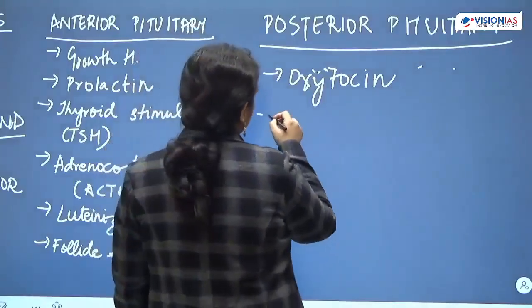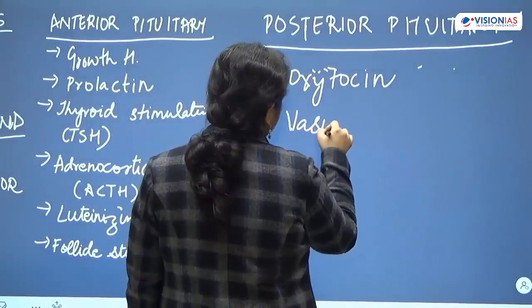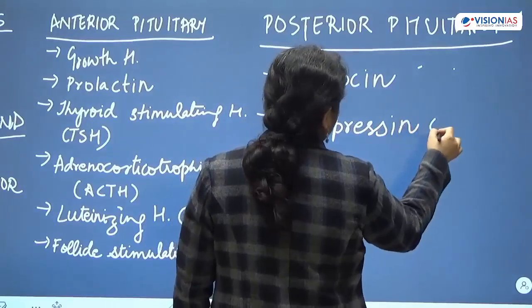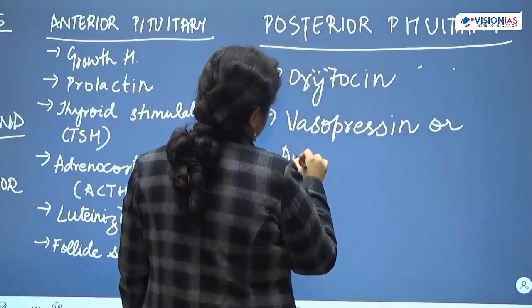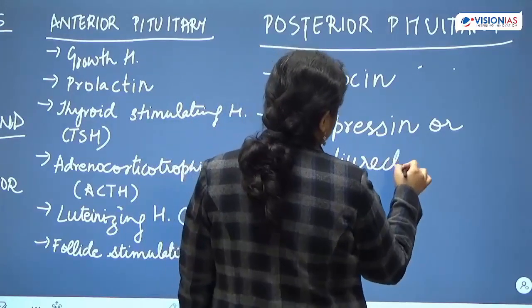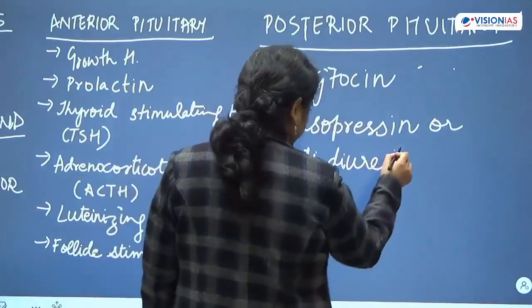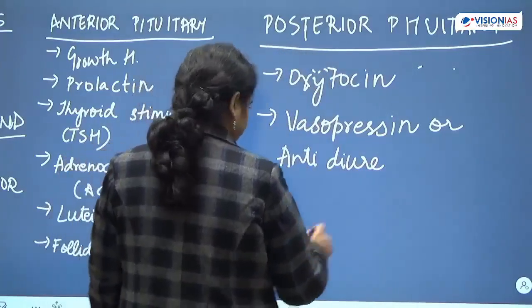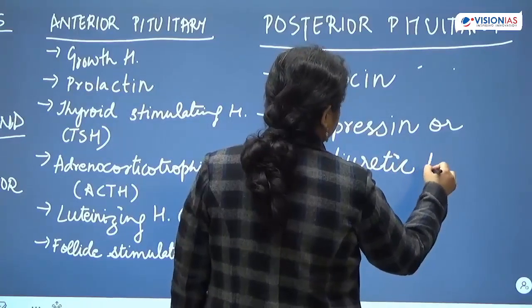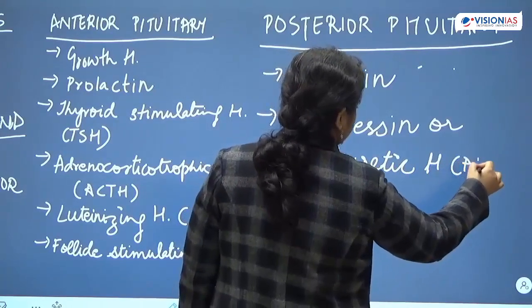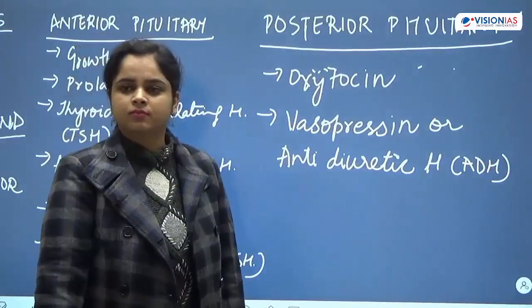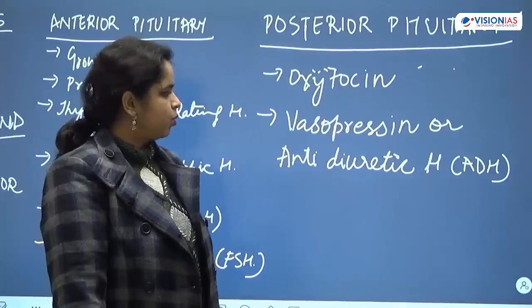The second hormone is vasopressin, or called by another name, antidiuretic hormone, or ADH. What does this hormone do?